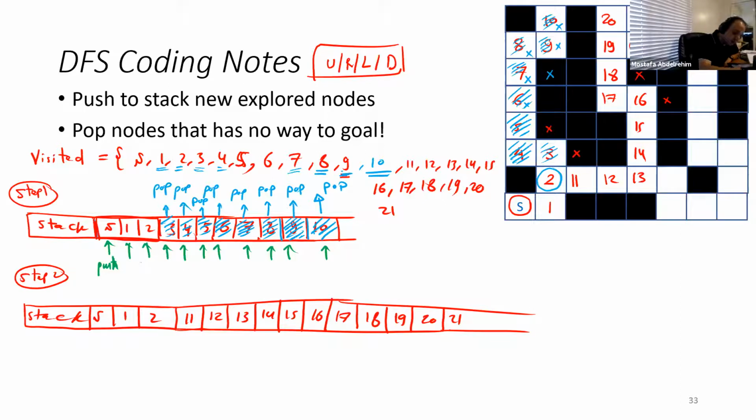So at 21, we can't go up, but we can go right. So 22, add it here in the visited, and add it here, 22. Now at 22, we can't go up. We can't go right. We can't go left because 21 is visited, since the visited array is the array that we created and we add each time we visit a node. And we can't go down.